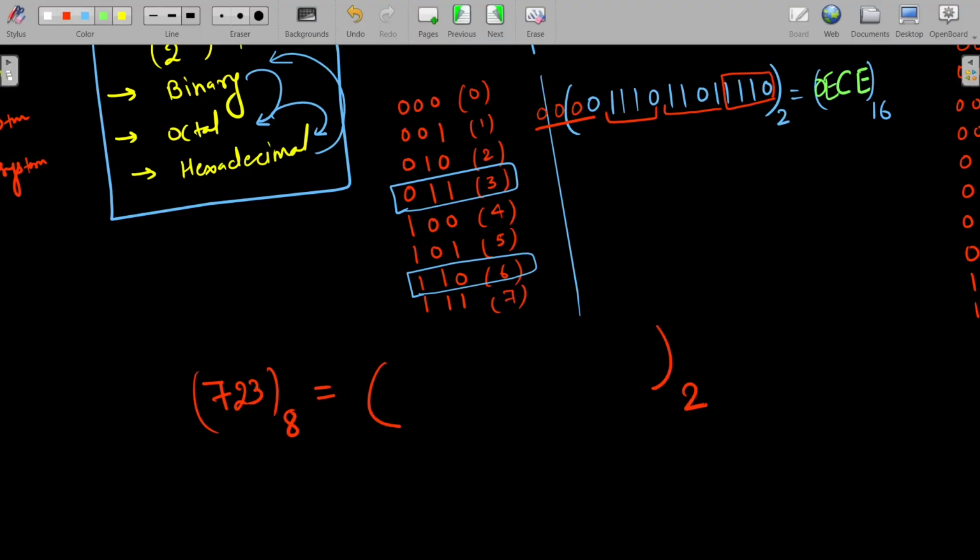So what we should do, we should convert each digit to its binary form. See, 3 can be represented as 011, 2 is 010, and 7 is 111. So this is the binary number for this 723.